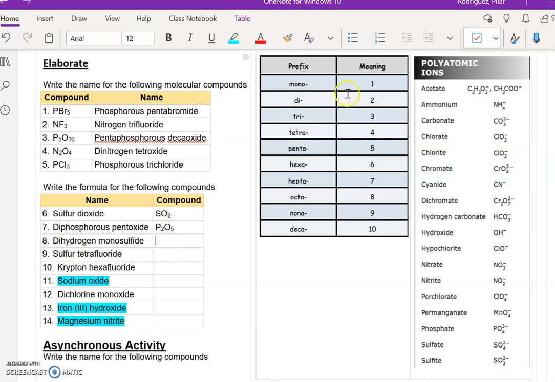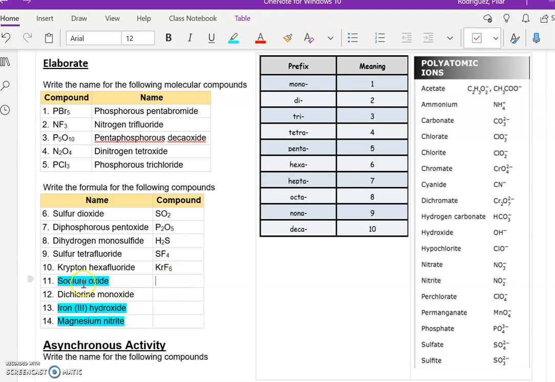Dihydrogen, that means that I have 2 hydrogens, so H2. Monosulfide, that means I have 1 sulfur, H2S. Sulfur, just 1 S. Tetrafluoride, tetra means 4. My fluoride is F, and so F4 is my answer. Krypton, Kr. Hexafluoride, hexa suggests 6, so I have 6 fluorines attached there.